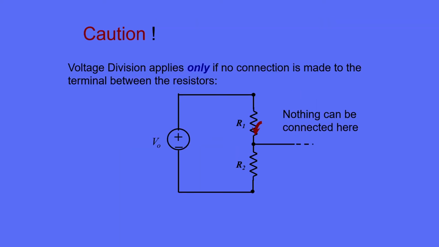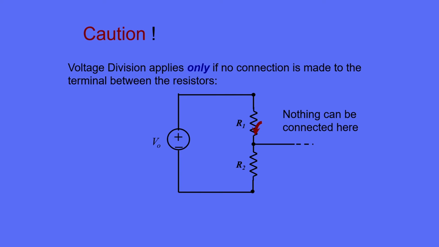The formula we derived applies only if no connection is made to the terminal between the resistors. A more accurate way of stating the restriction is that no current can be drawn from the terminal connecting the two resistors. The reason for this restriction is, as you recall, that solving the voltage division equation required that I1 be equal to I2 for the junction between resistors R1 and R2. If current is drawn off through a third branch connected to the node, then this statement of KCL will no longer be true.